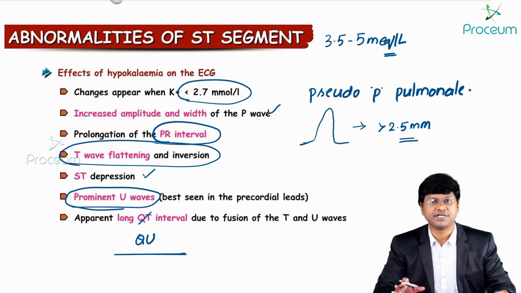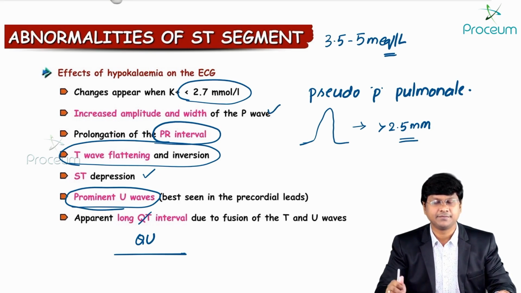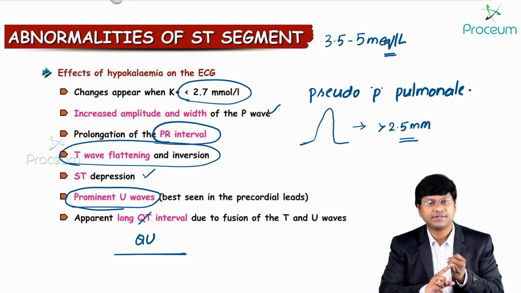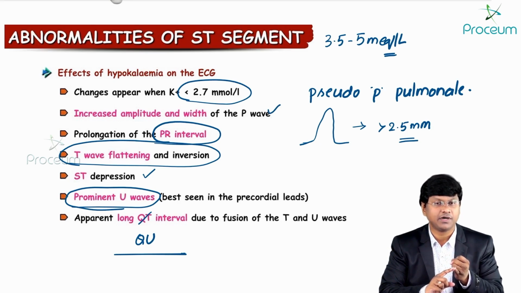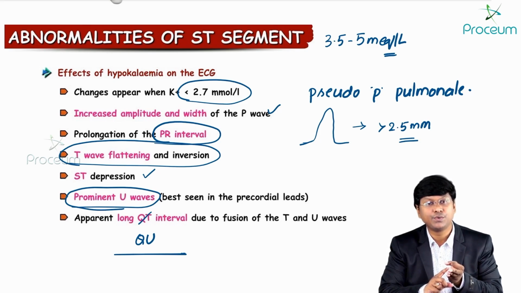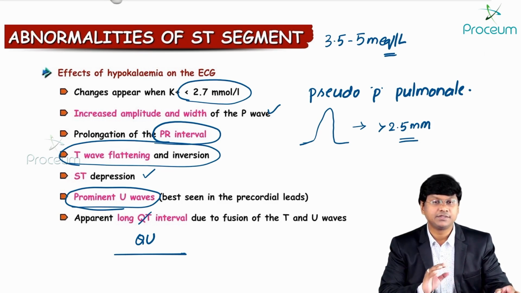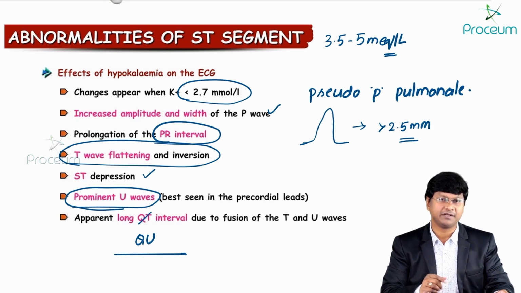So these are the ECG changes that you will have in hypokalemia. The earliest change is the flattening of the T wave or T wave inversion. Second important, appearance of the U wave. Then long QU interval, prolonged PR interval, ST segment depression, and then the appearance of the pseudo P pulmonale. The amplitude of the P wave increases.